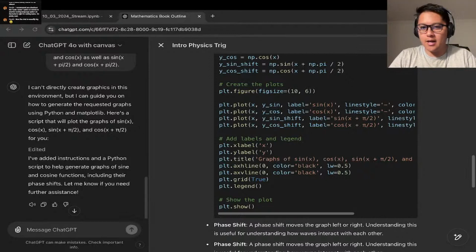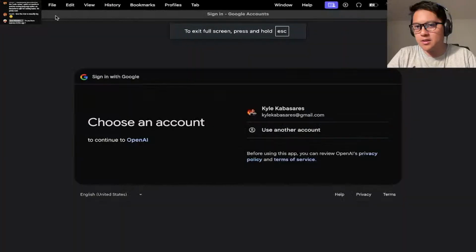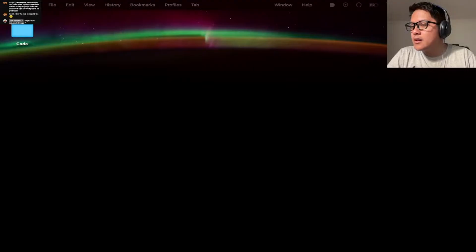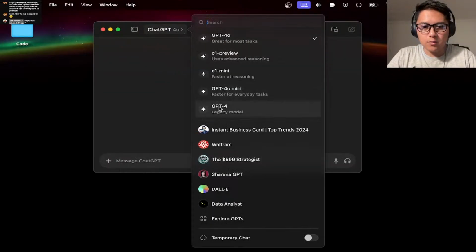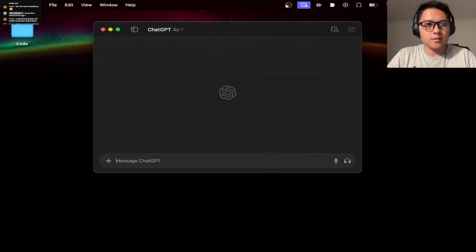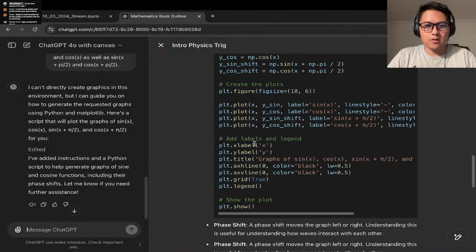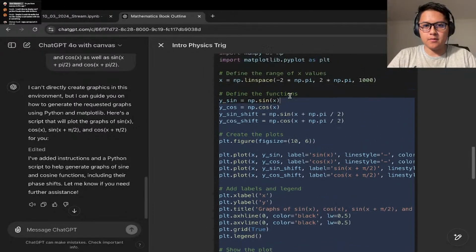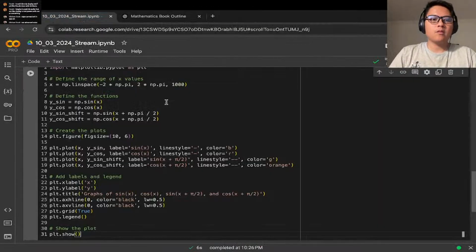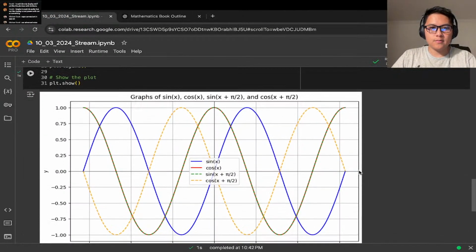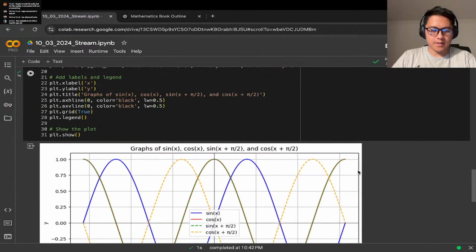Do you have Canvas in the app? I don't think I do. Let's see here. Oh, I have to sign in. Oh, okay. I'm signing in with Google right now. Sorry, give me a sec. Oh, that's my email. Okay, can I open ChatGPT here? So here's the app. I do not have Canvas in the app. So we can't do that. And where is my ChatGPT? Okay. Alright, let's use this plot. That legend is a little bit off, though. But still, it did what I wanted it to do.